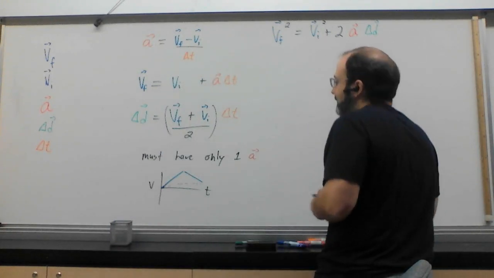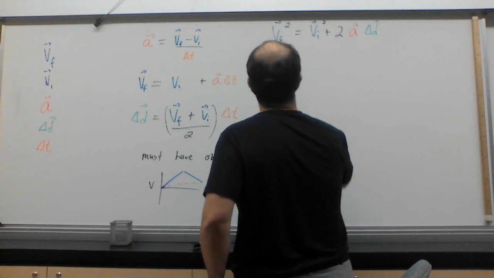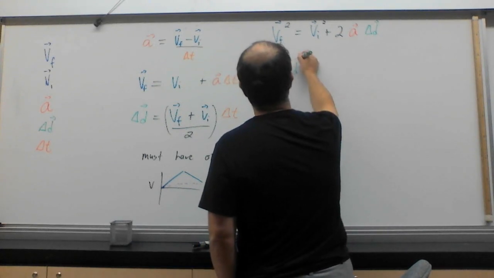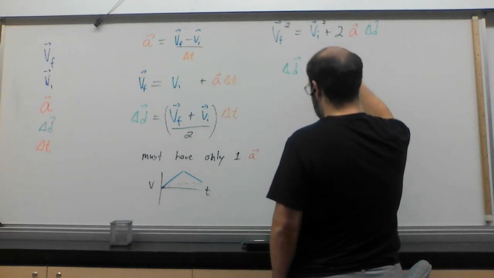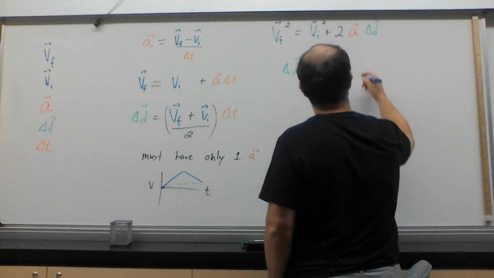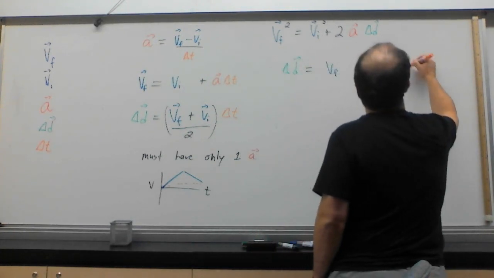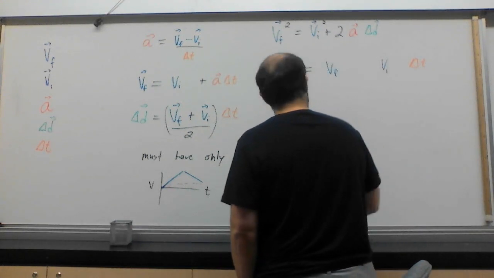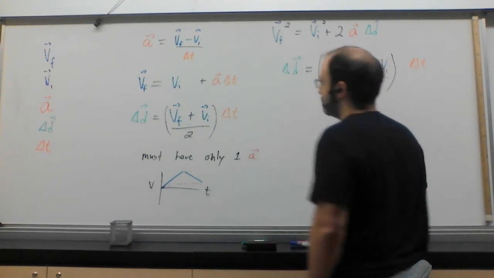So if I write that out to show you what I mean, I'm going to start with equation 3. So we're going to get delta D is going to be equal to VF plus VI, all multiplied by time at the end there, and all divided by 2. Right? So this is my equation 3.